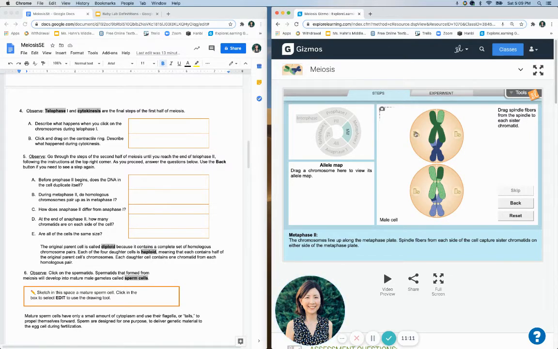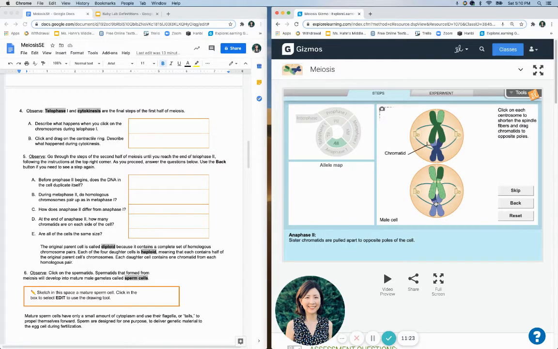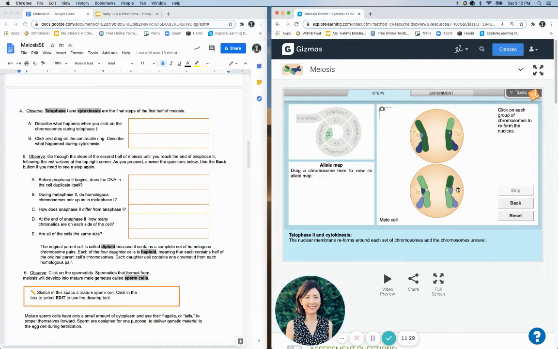Now we're going to add the spindle fibers, and we're going to reel in half to each side. Then we're going to click on the centromeres to shorten and drag them. And then we are going to click on the chromosomes to reform the nucleus.